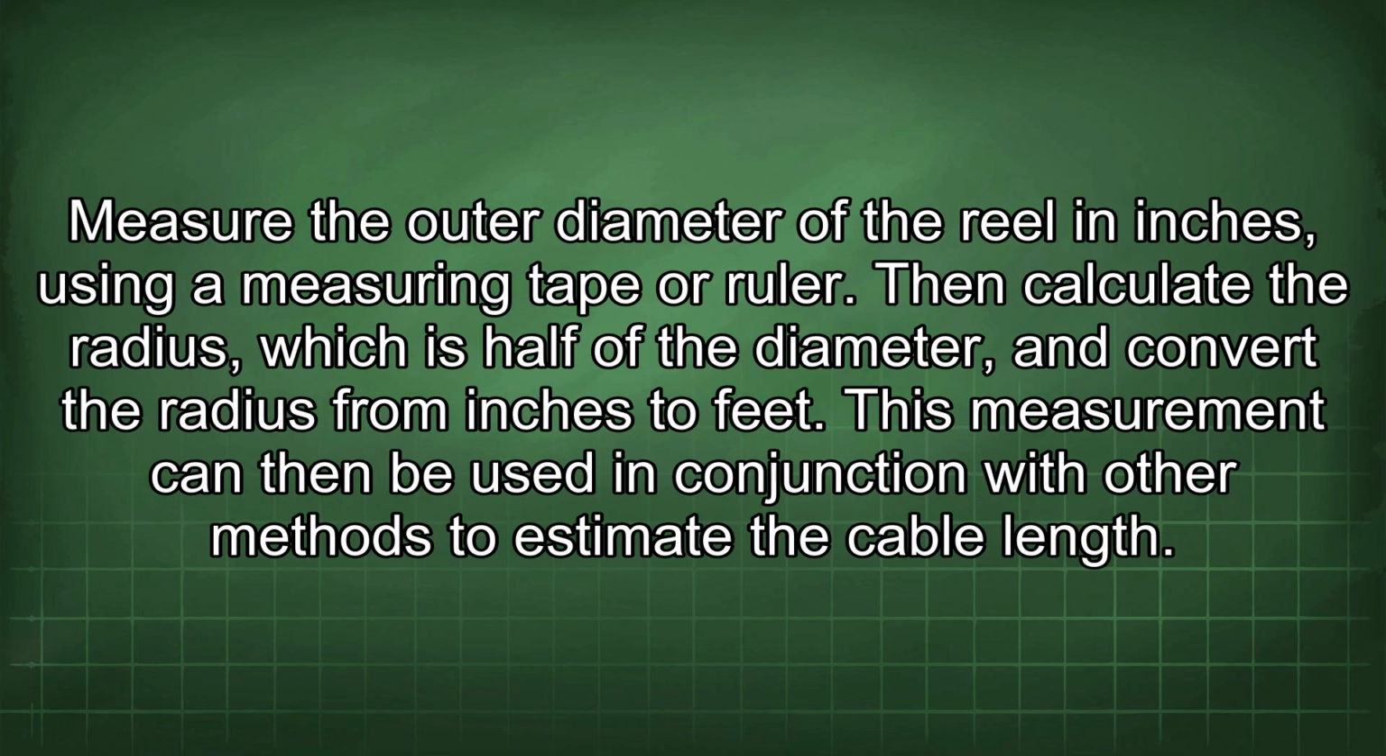Measure the outer diameter of the reel in inches, using a measuring tape or ruler. Then calculate the radius, which is half of the diameter, and convert the radius from inches to feet. This measurement can then be used in conjunction with other methods to estimate the cable length.